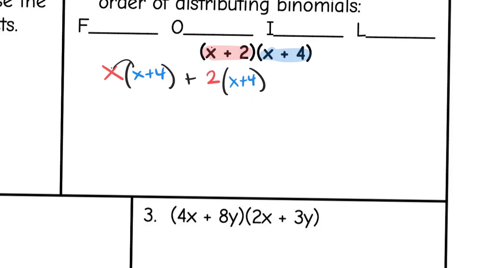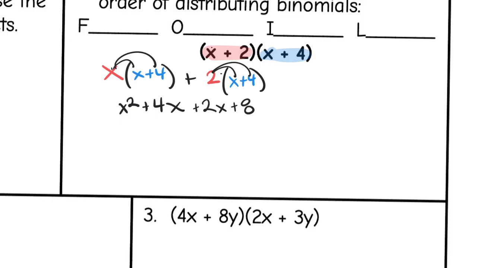This is just like what we were doing before. I'm going to do x times x, and that will give me x squared, and x times 4 will give me 4x. Over here, I'm going to do 2 times x, and that will be 2x, and 2 times 4, and that gives me 8.